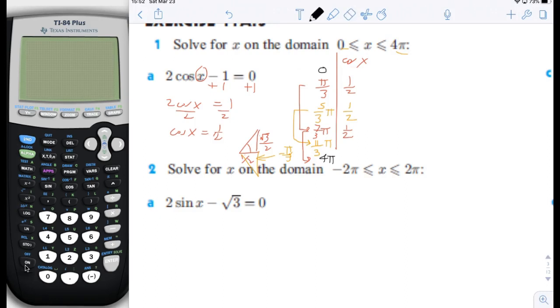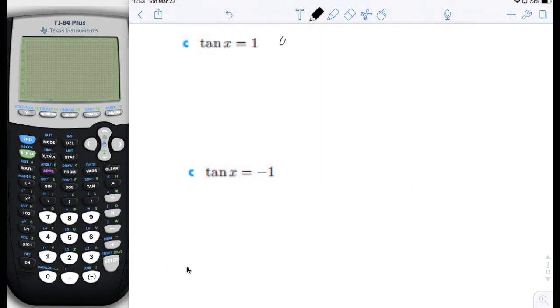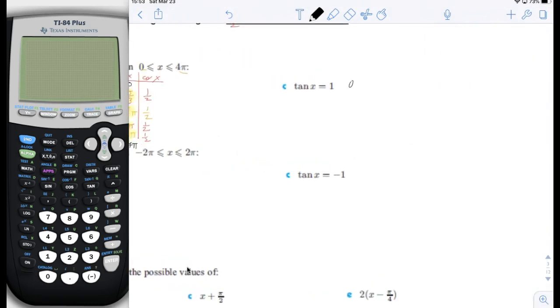So 0 is a limit. Okay, so basically I have 4 solutions, which are pi over 3, 5/3 pi, 7/3 pi, and 11/3 pi. Those all give me a cosine of 1/2, which solves this equation. Moving on to tan x equals 1. Remember that our domain is 0 to 4 pi, okay?